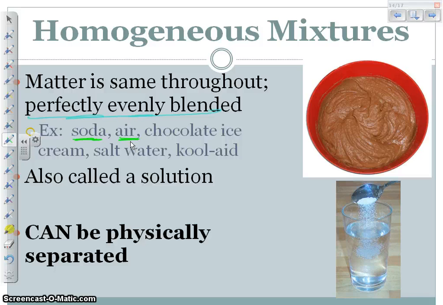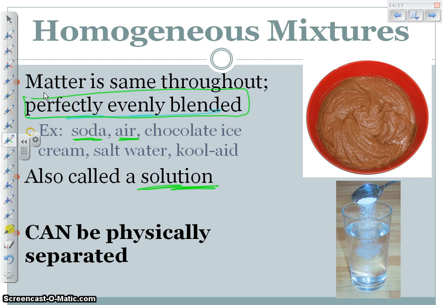It's not like in this corner of the room I get more oxygen, in the other corner of the room, oh my gosh, there's no oxygen. It is evenly spread out everywhere. And chocolate ice cream, salt water, Kool-Aid, all of these are going to be perfectly evenly blended, making them homogeneous mixtures. And we call that a solution. In Unit 5, we're going to come back to this idea when we talk about acids and bases. But a solution is essentially a perfectly evenly blended mixture.